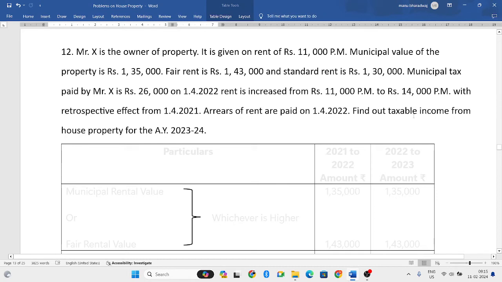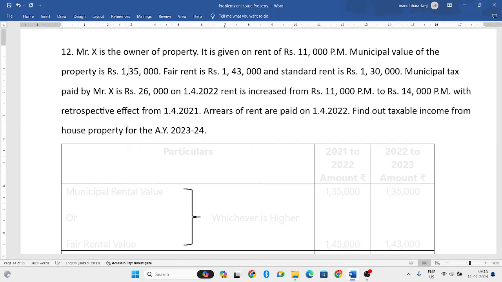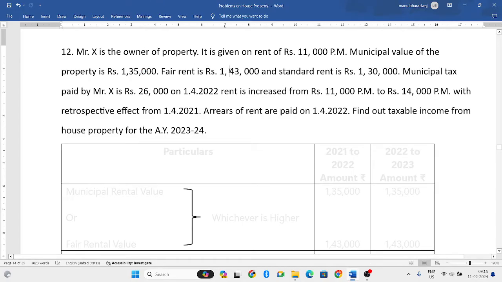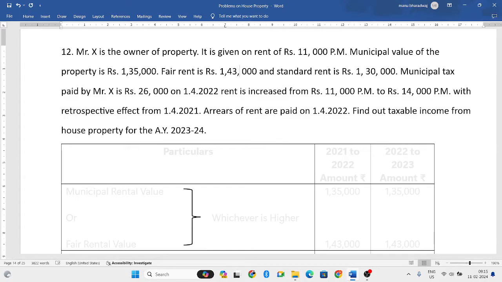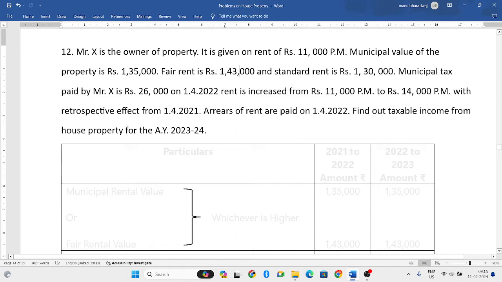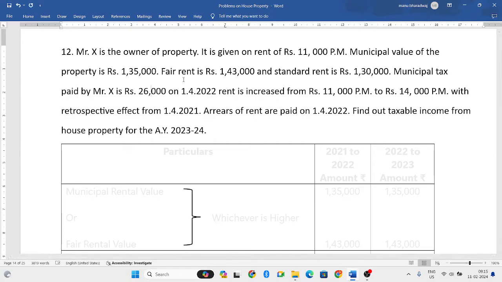In this particular video, we'll solve one more problem related to income from house property. Mr. X is the owner of the property. It is given on rent of 11,000 per month. Municipal value of the property is rupees 1,35,000. Fair rent is 1,43,000 and the standard rent is 1,30,000. So all three kinds of rent they have given. Municipal tax paid by Mr. X, the assessee, is rupees 26,000.